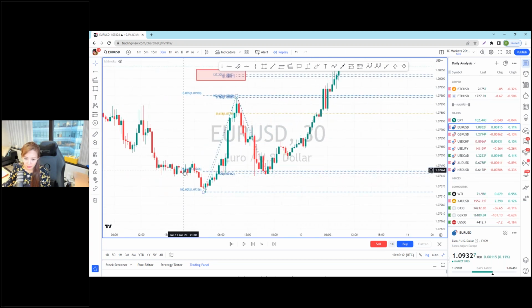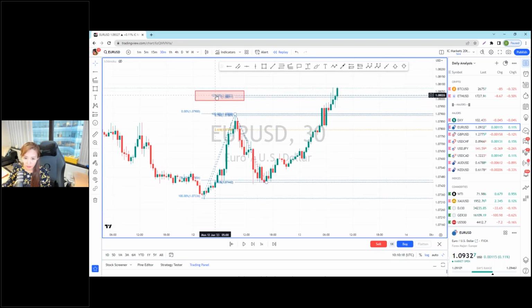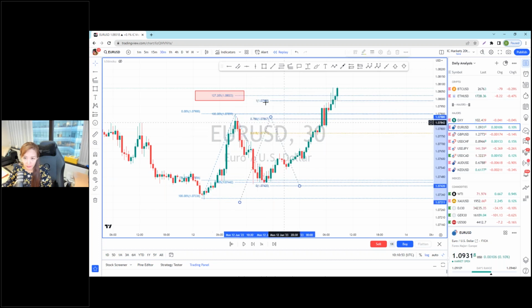This is 78.6%, which is here. And this is my confluence zone, which is extension and projection: 100% projection and extension 127.20%. This is called Fibonacci confluence. Still the same, sorry. Yeah, okay, you cannot see, you mean like this one or this, or if they are over it? I'm trying to find the confluence zone for you guys to see. Okay, this is how we draw.